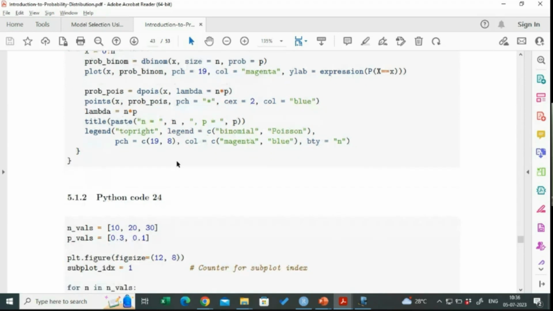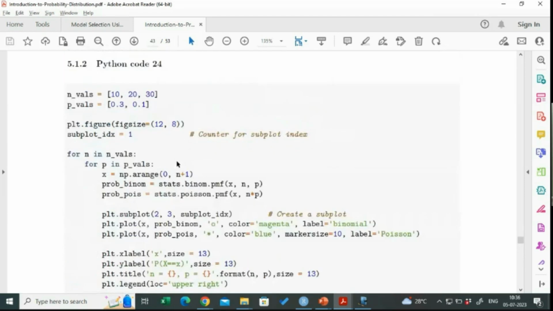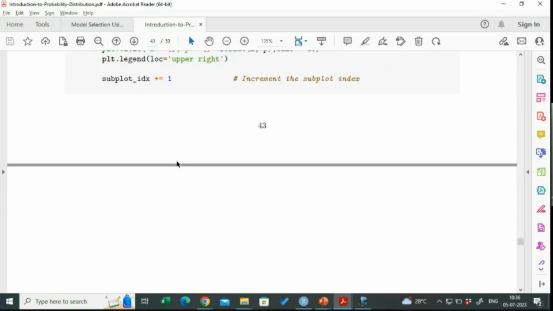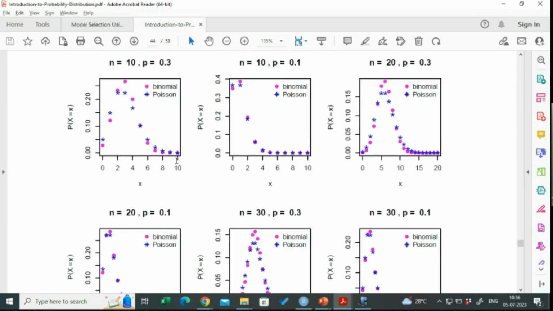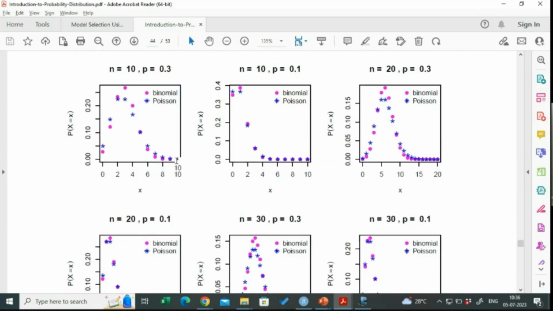Then we thought, okay, let us create some visualization. This is a visualization which I made. Here, the star means the Poisson probabilities, the PMF for Poisson, and the circular region, the ball, means the binomial probability mass function.